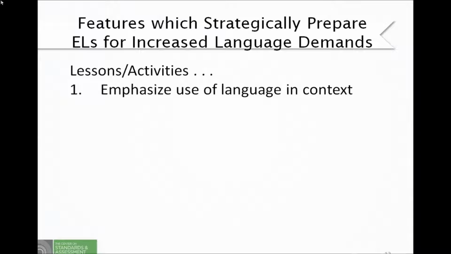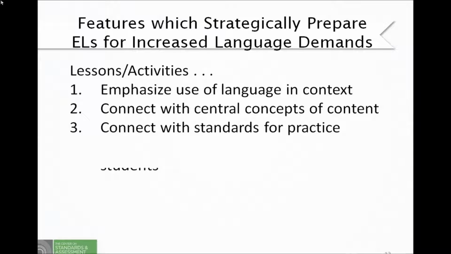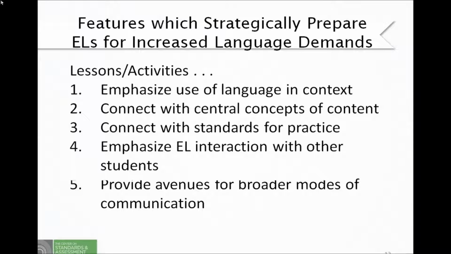We're finding there is a group of lessons and activities that are qualitatively head and shoulders above the others. Right now we have an initial six sets of features that we're seeing in these activities. They emphasize use of language in context, connect with essential concepts of the content, connect with the standards for practice, emphasize EL interaction with other students, provide broader modes of communication, and also include educative or formative assessment.